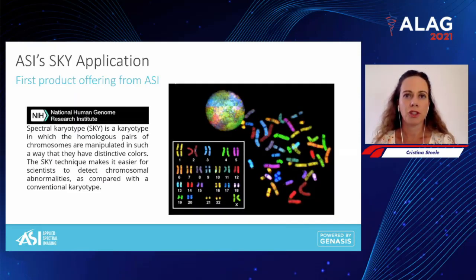So Applied Spectral Imaging's first product release was hyperspectral karyotyping, or SKY. As described by the NIH, SKY is a karyotype process in which homologous pairs of chromosomes are manipulated in a way that they have distinct colors. The SKY technique makes it easier for scientists or clinicians to detect chromosomal abnormalities as compared to conventional karyotyping.